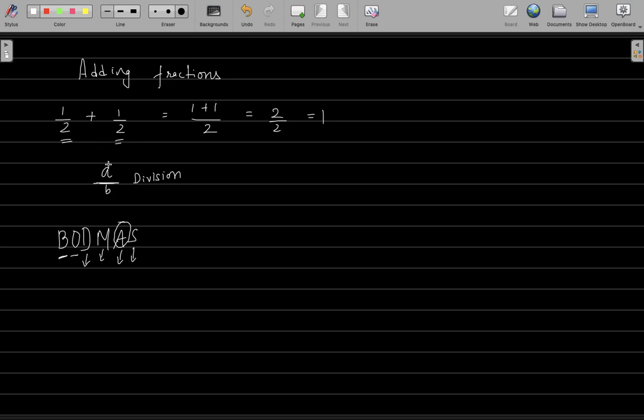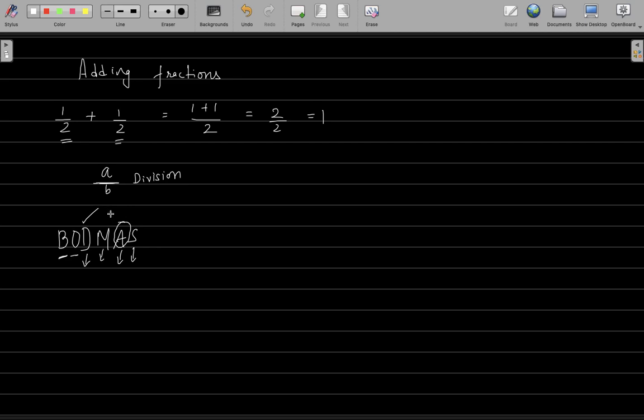Suppose in this particular a by b, division is what comes first. 1 by 2 means you're dividing 1 by 2. That means you're making one whole into two parts. You're dividing 1 into two parts. So this division is happening first.